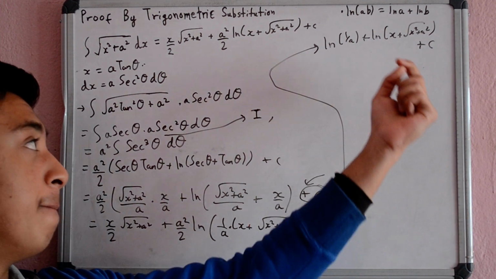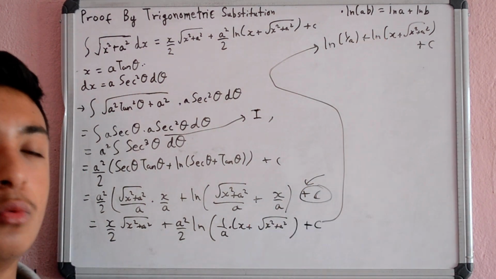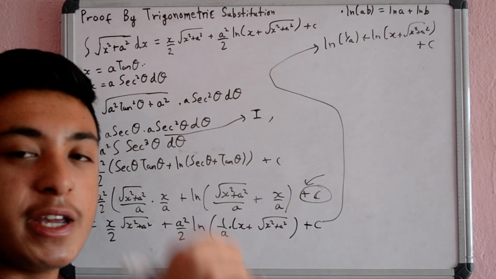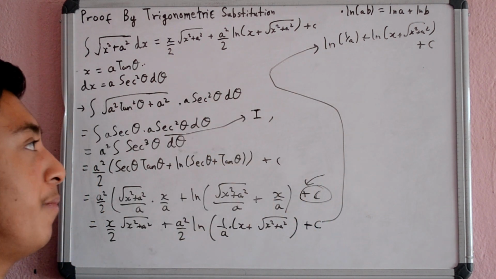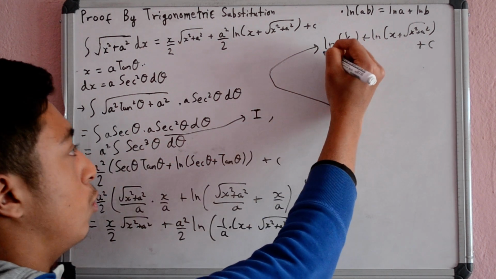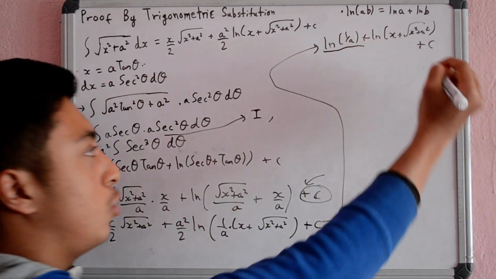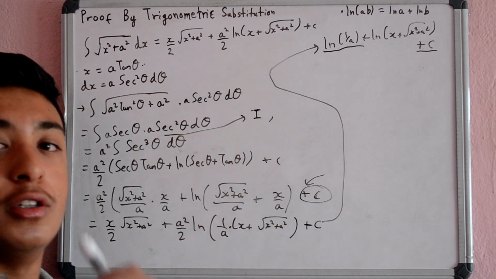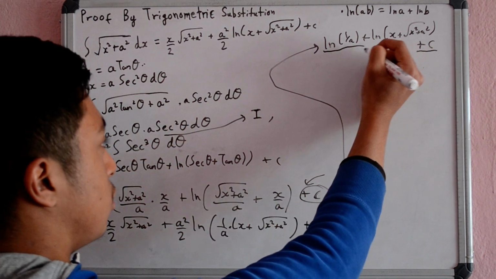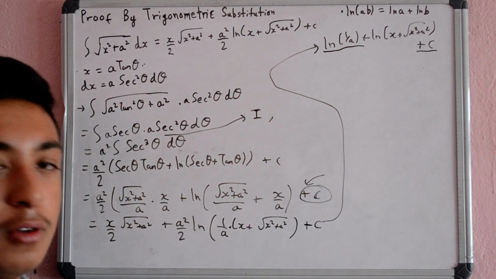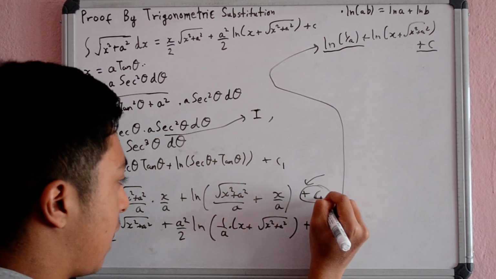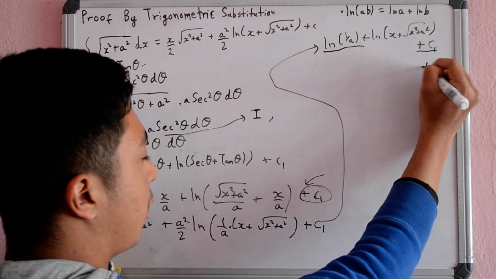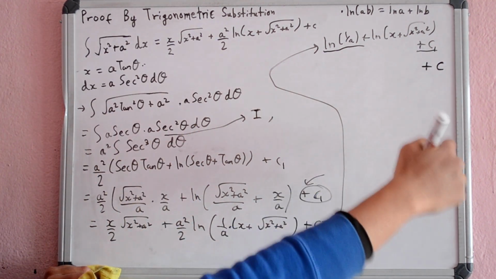Now here, ln 1 by a, since a is just a constant, that means the log natural of 1 by a will also be a constant. What you can see here is we have a constant and also we have a constant right here. When you add two constants, it just gives another constant, right? So altogether they just give another constant. So let's just note it as c1. When the two are added, they just give another constant, let's say c.